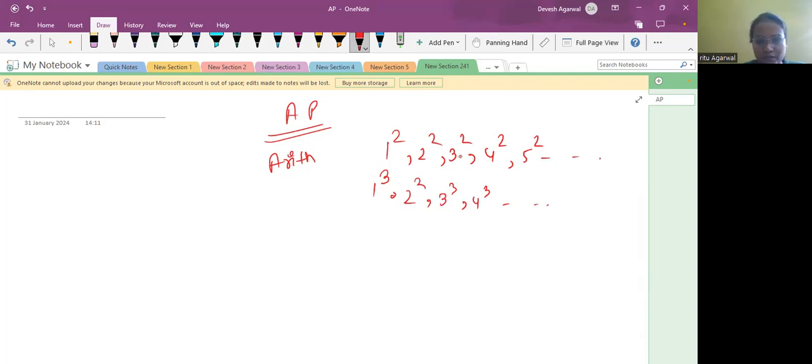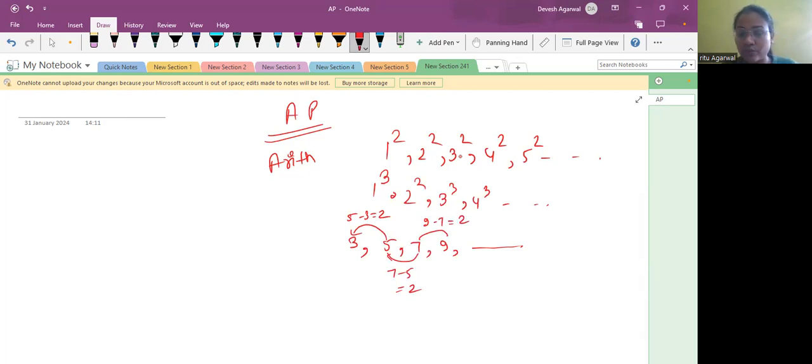For example, if we are writing 3, 5, 7, 9, and so on, right? As we can see, the difference between these two terms is 5 minus 3, which equals 2, right? Then the difference between these two terms is 7 minus 5, 2. The difference between these two terms is 9 minus 7 equals 2, right? So as we can see, in arithmetic progression the difference between two consecutive terms should be the same. In that case, we can say that this series is called AP, that is, arithmetic progression.